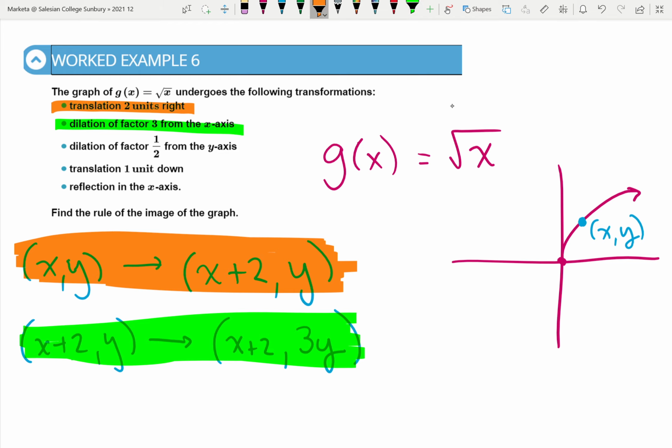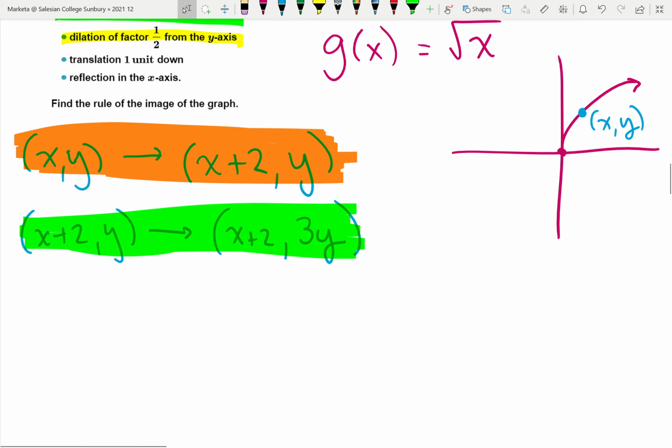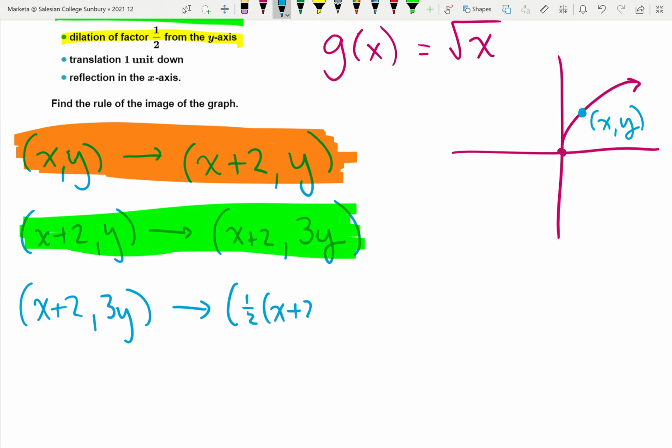Now, let's choose a new colour. Dilation factor of half from the y-axis. So if we're doing from the y-axis, we affect x. Remember the "from" means we affect the opposite. So our point x plus 2, comma 3y. Now dilation of half from the y-axis becomes half brackets x plus 2. So the whole point, not just the x, you need the 2 as well. It's now half (x plus 2), comma 3y. So that's now the dilation factor of half from the y-axis.